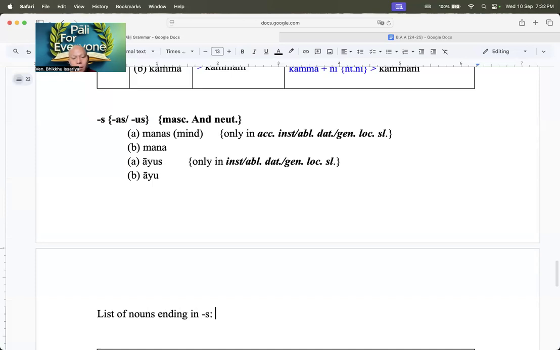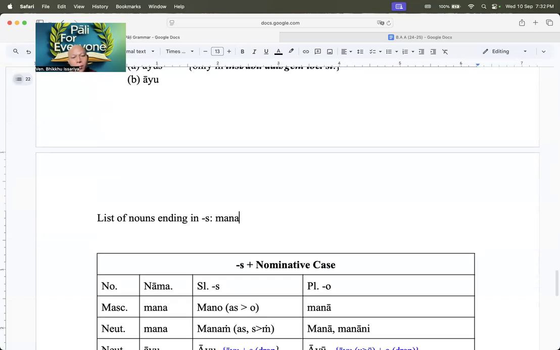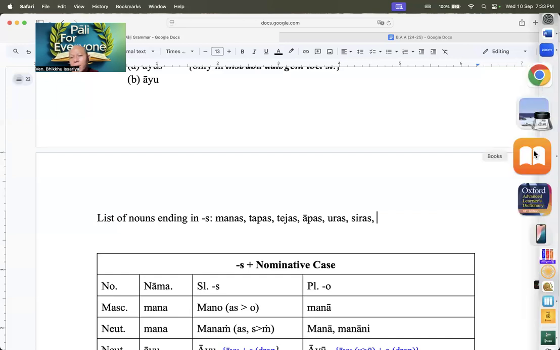So some of them are manas, tapas, tejas, apas, uras, and then siras. So 1, 2, 3, 4, 5, 6.